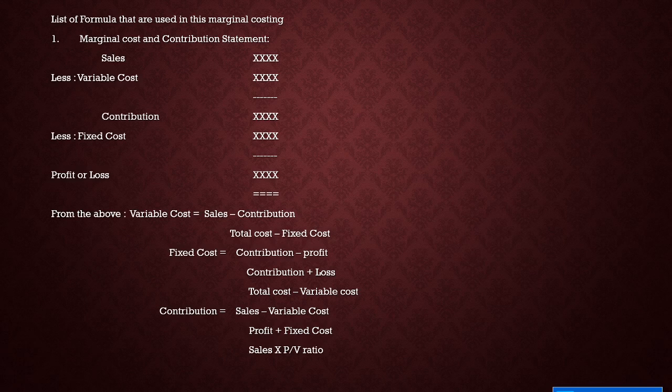Now, next, contribution. Contribution is equal to sales minus variable cost. And the other way is profit. When you add your profit plus fixed cost, it will give you contribution. The reverse way, from the back. Then the third important formula for contribution is sales into PV ratio. When you multiply the sales with the PV ratio, it will give you contribution. So these are important formulas. We'll see some more formulas in the next slide.